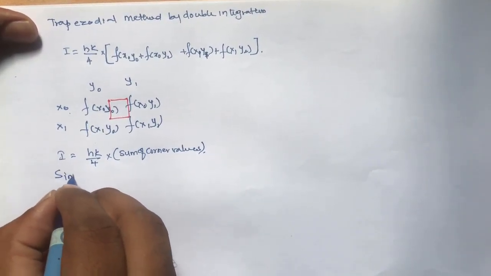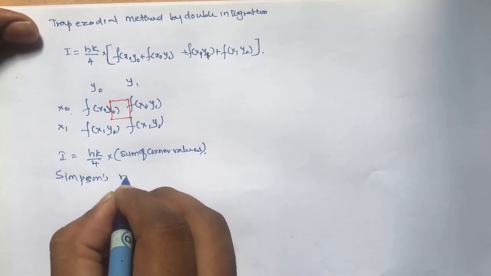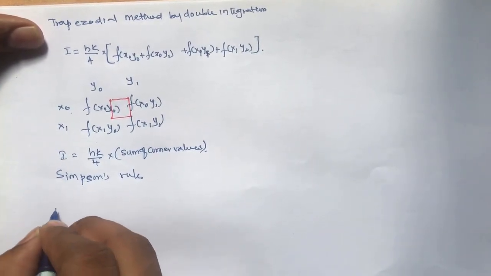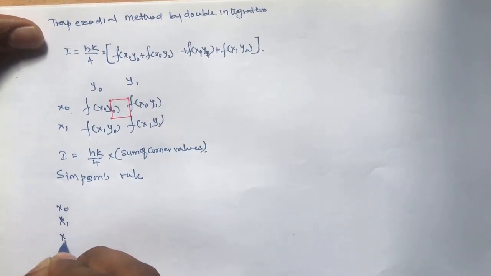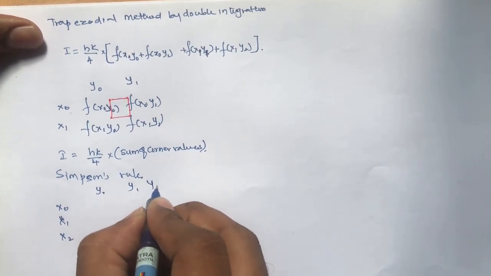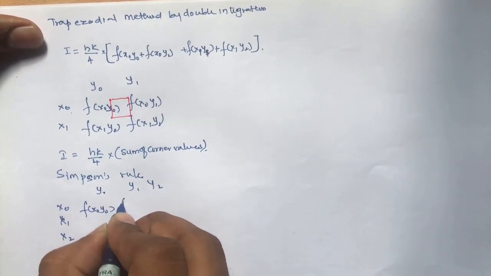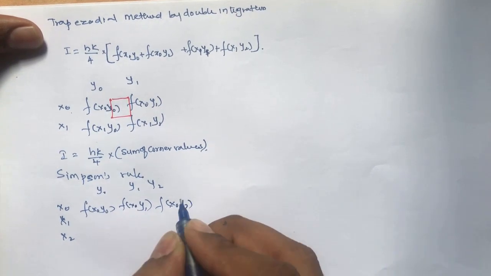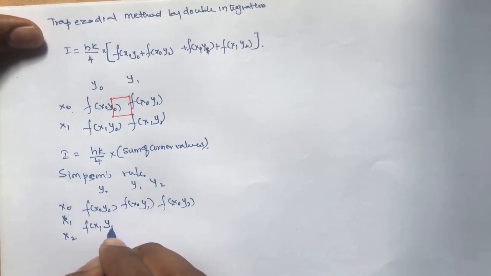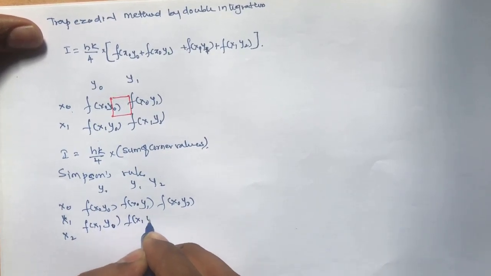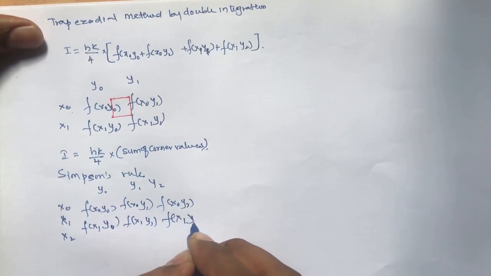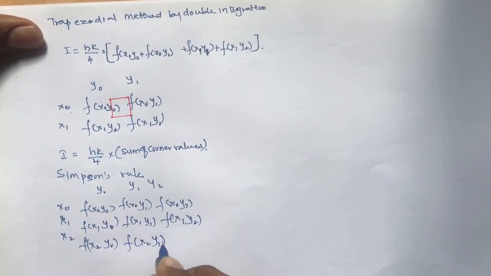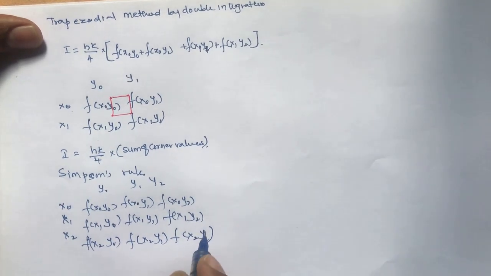Same way if I consider Simpson's rule by double integration, I'll write again x0 x1 x2 and y0 y1 y2. So this will be f of x0 y0, f of x0 y1, f of x0 y2. Similarly we'll get f of x1 y0, f of x1 y1, f of x1 y2, and then f of x2 y0, f of x2 y1, f of x2 y2. Okay, these are the values we will get.